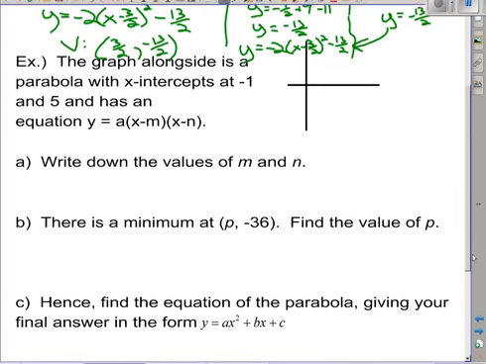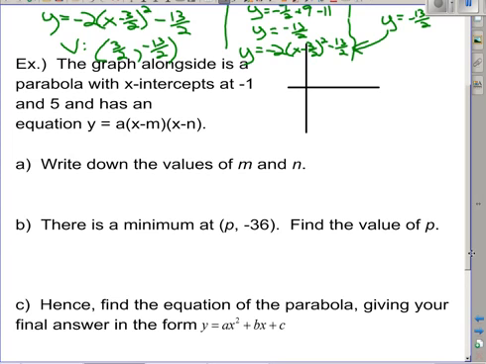The graph alongside is a parabola with x-intercepts at negative 1 and 5. Oh my gosh, well there's no graph alongside yet, so we better put it in here. And it's important that you have the graph so that you know which way it opens. 1, 2, 3, 4, 5. Great. X-intercepts at 5 and negative 1. And I'm going to give you this graph such that it opens upwards.